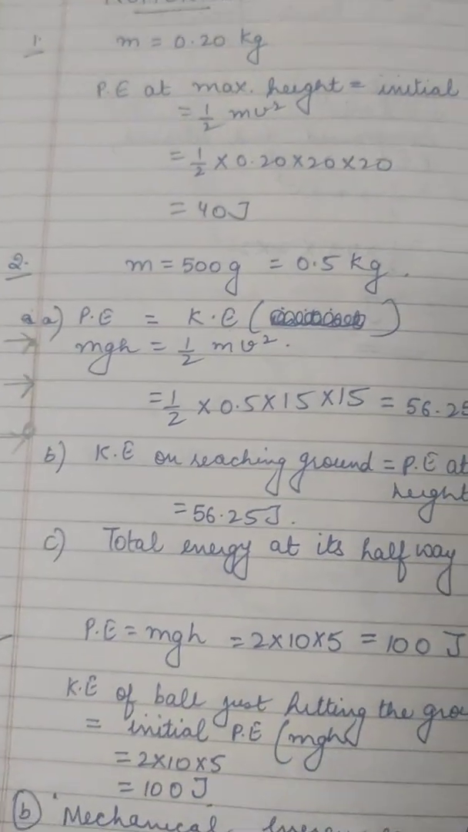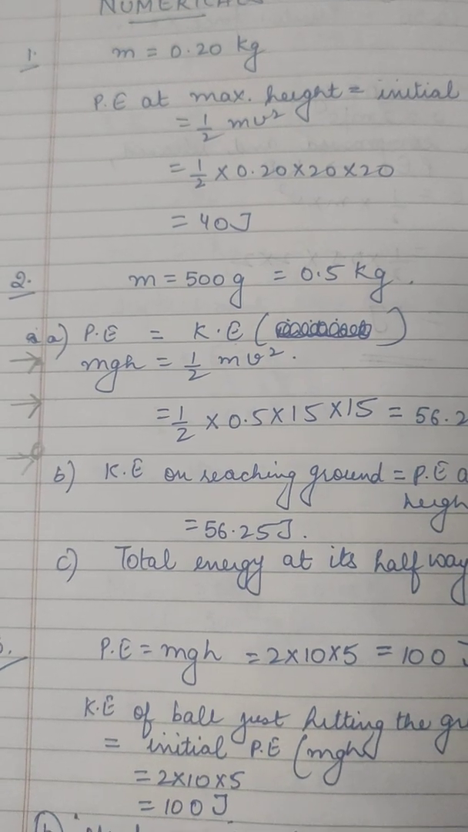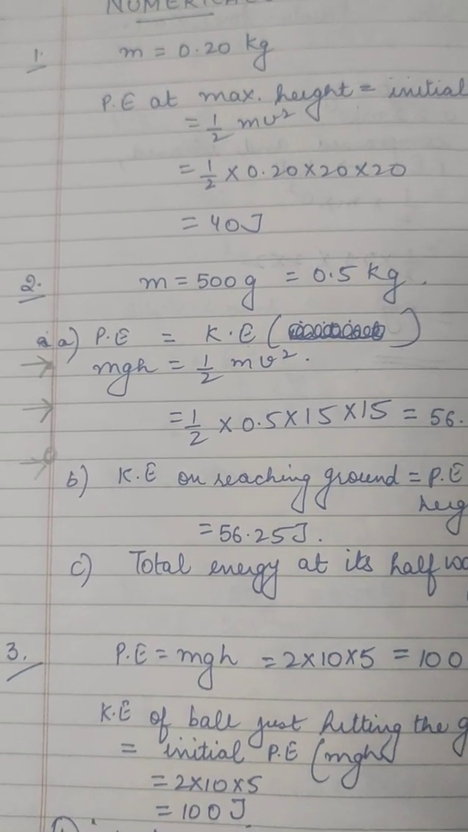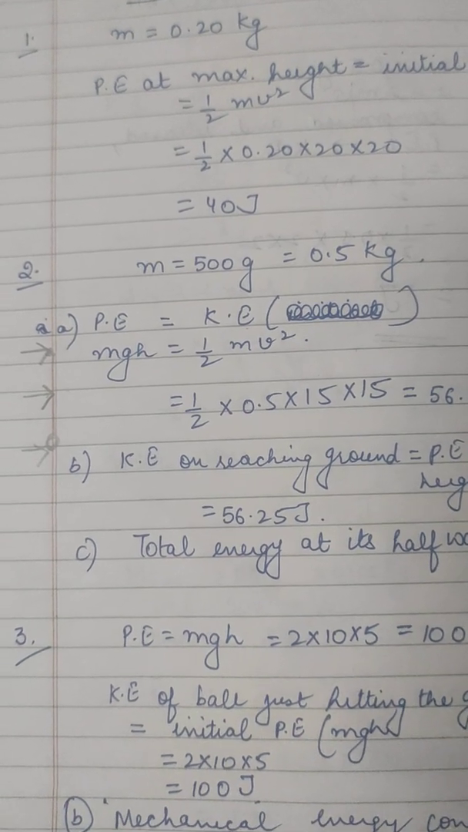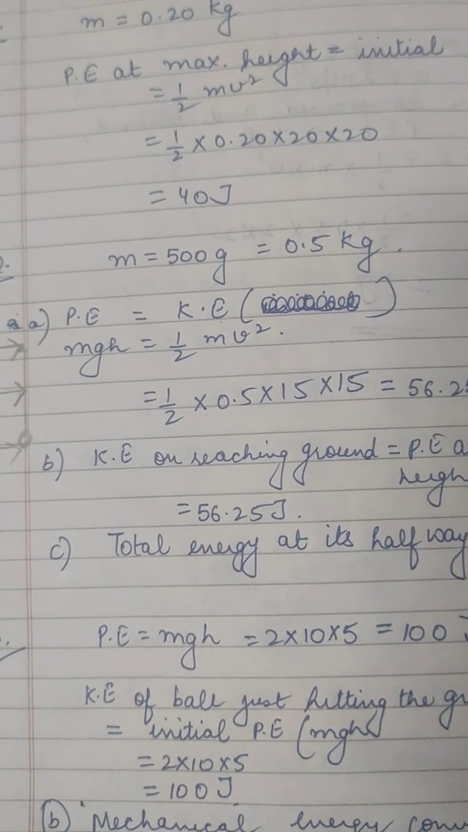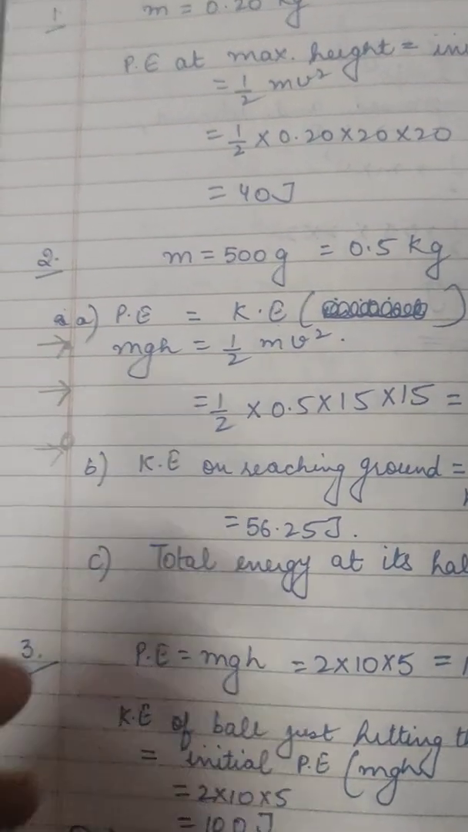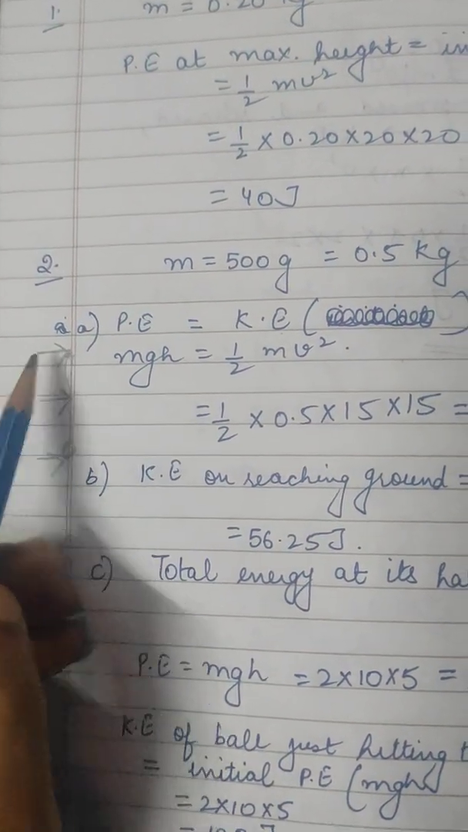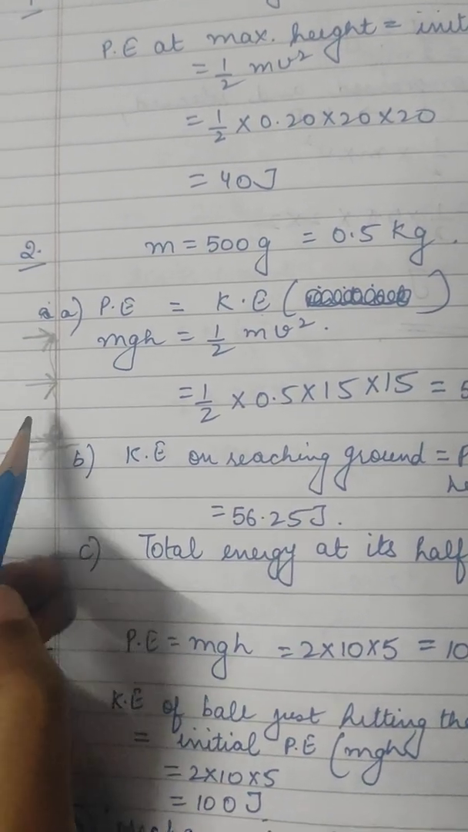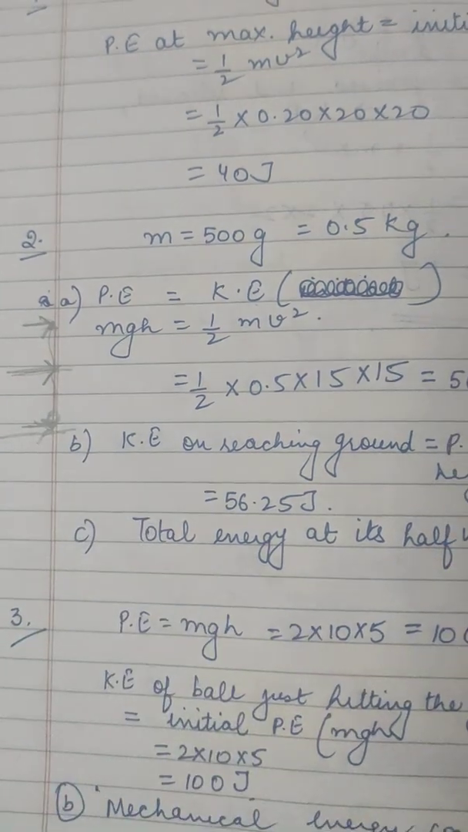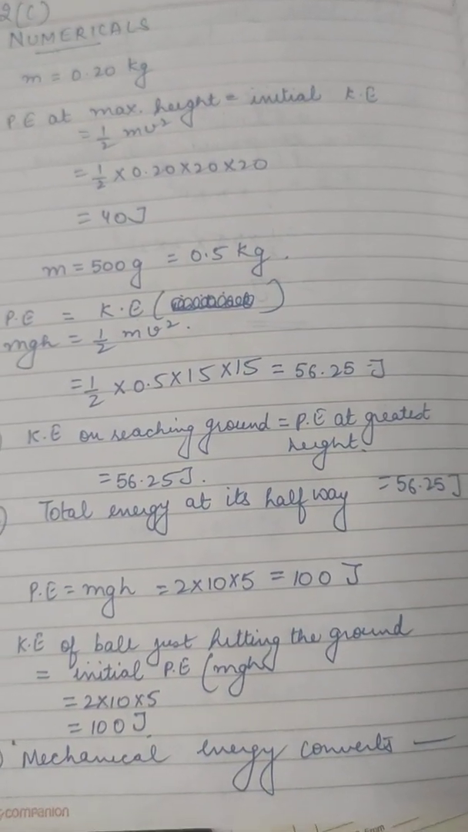The second question we are having here: a stone of mass 500 gram is thrown vertically upwards with a velocity of 15 meter per second. You have to calculate the potential energy at the greatest height. Again, the potential energy at the greatest height will be equal to the kinetic energy. Fine, this we have done in freely falling. At maximum height, the maximum kinetic energy where it appears to touch the ground, and halfway we are having the sum of potential and kinetic energy. But in all the three cases, energy will remain same.